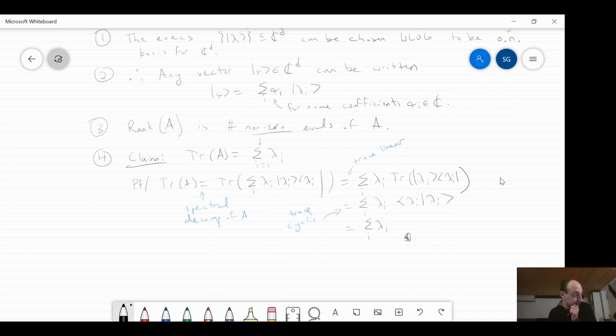So for example, if you look at another matrix quantity, which you might have seen before, the determinant of a matrix, it's also related to the eigenvalues. It turns out it's just the product of the eigenvalues.